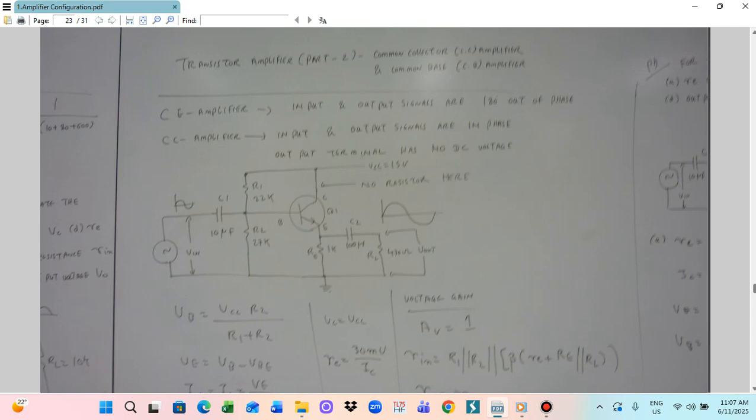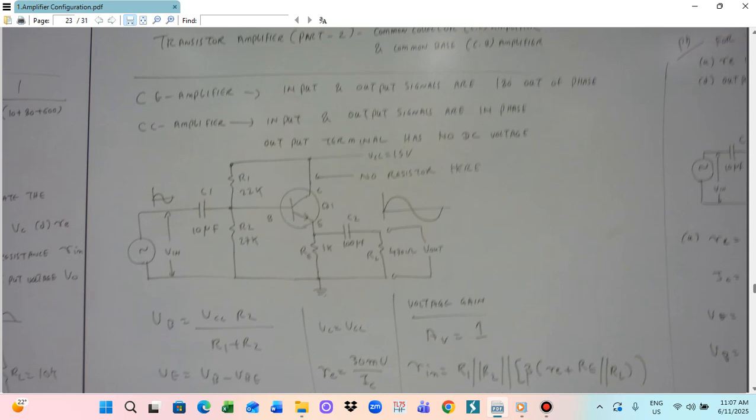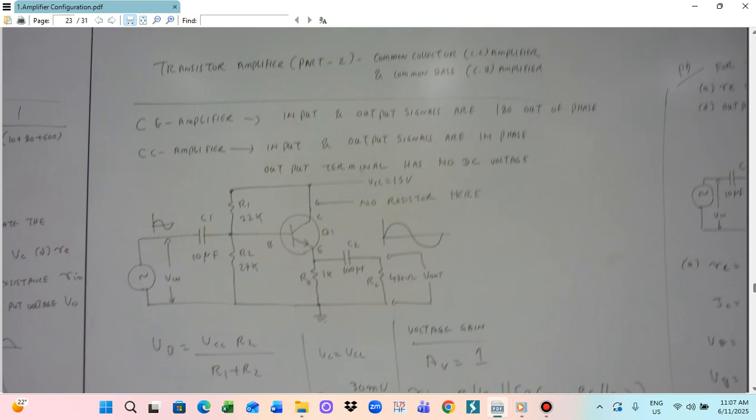The input and output signals are 180 degrees out of phase. But sometimes we don't want the input and output to be 180 degrees out of phase. We want the same phase, we want them in phase. Out of phase means the output signal is the inverse of the input signal, and we don't want that. We want the same, in phase.